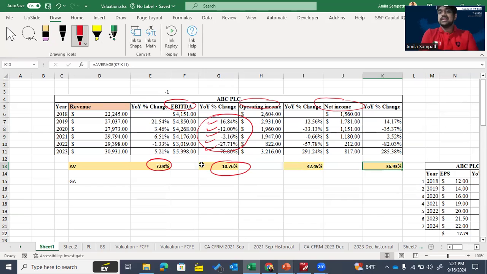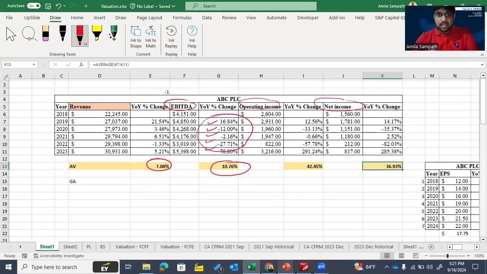And for the net income, it's 36.93. Like this, we can calculate the arithmetic average for revenue, EBITDA, operating income, and net income. This is the simplest method that we can use to identify the growth.